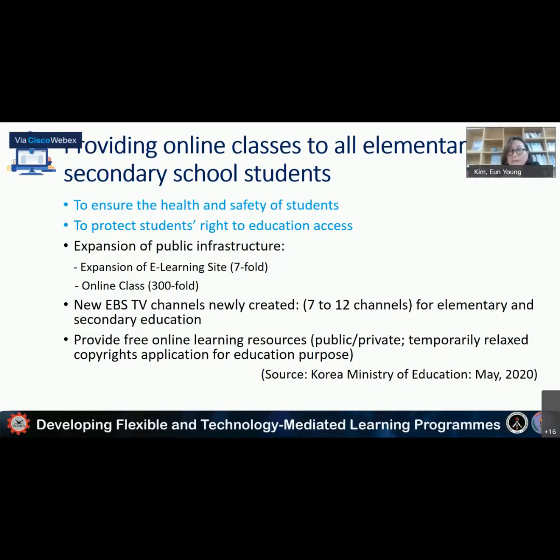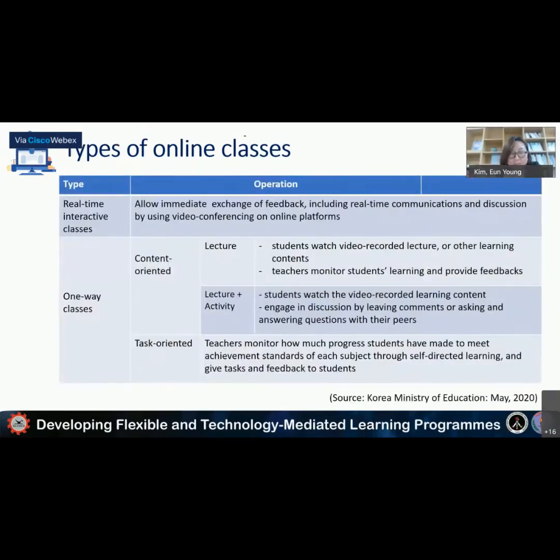Okay. So these are the types of online classes. As other presenters put it in a different way, there are two types: real-time interactive classes and one-way classes. Real-time interactive classes allow immediate exchange of feedback with the students, including real-time communication by using video conferencing on online platforms like this. And one-way classes are content-oriented and task-oriented.